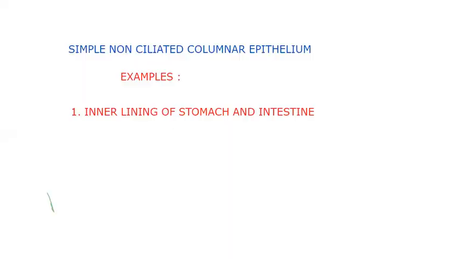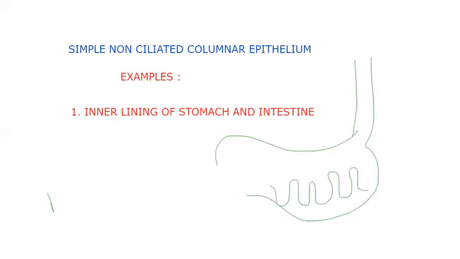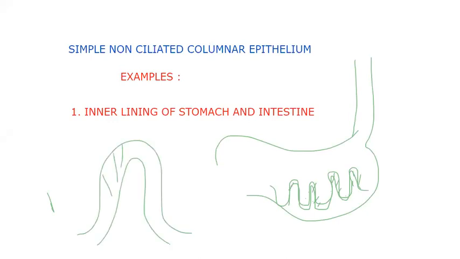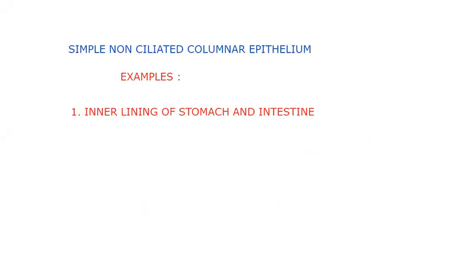So, simple non-ciliated columnar epithelium. Example: inner lining of stomach and intestine. The inner lining of the stomach is composed of this simple non-ciliated columnar epithelium. If you look under a microscope, you can see the exact feature. In the intestine, we call them microvilli. They increase the area of absorption. So just remember the simple non-ciliated columnar epithelium is present as the inner lining of stomach and intestine.